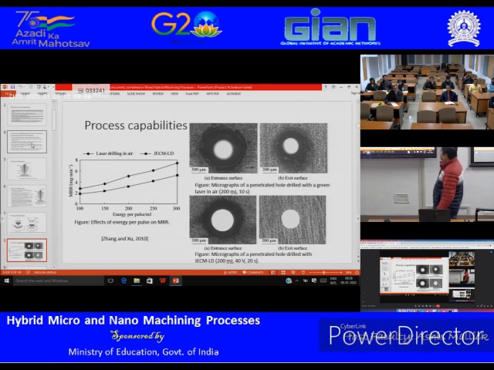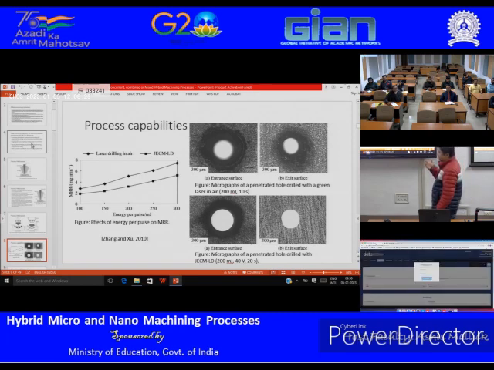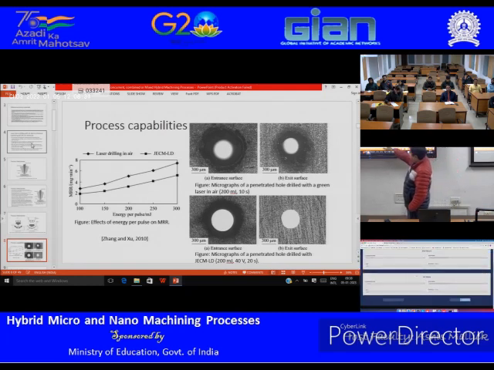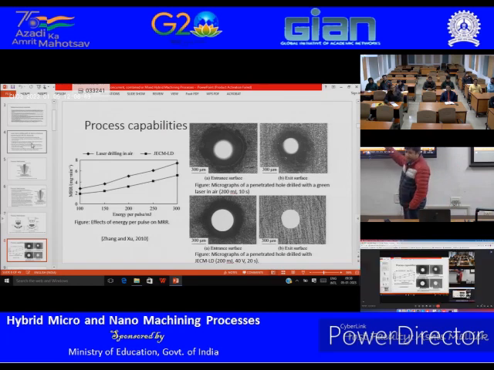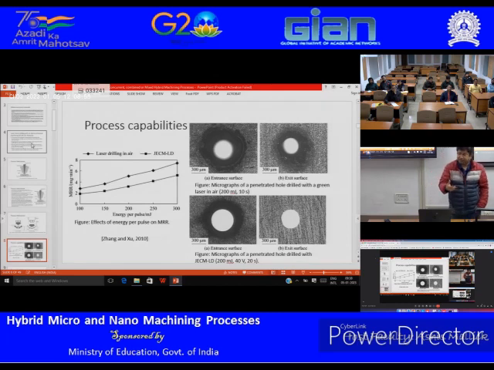So okay, now let's look at process capability. You see laser, we know that laser actually leaves lots of heat affected zone, right? First of all, here it shows that if you are using just the laser drilling, the material removal rate is higher. When you are using the hybrid process, that means you are doing the combined electrochemical jet and also the laser, the material removal rate is reducing. Why? Because the effectiveness of the laser is getting reduced, right?